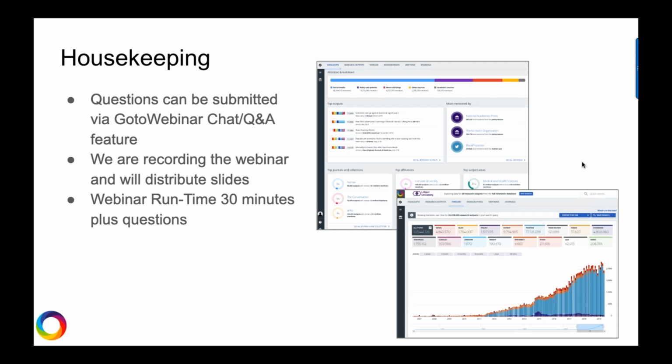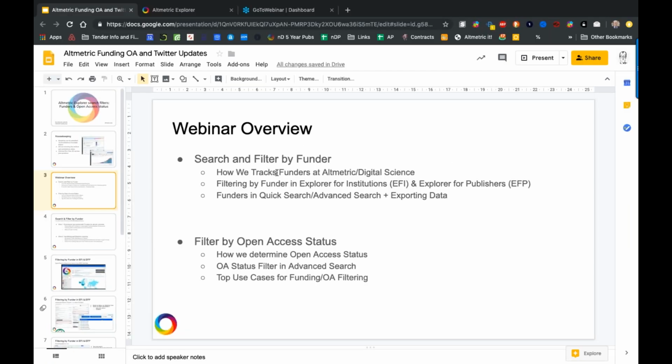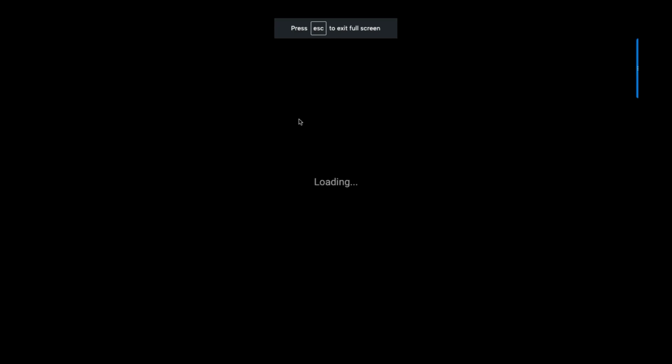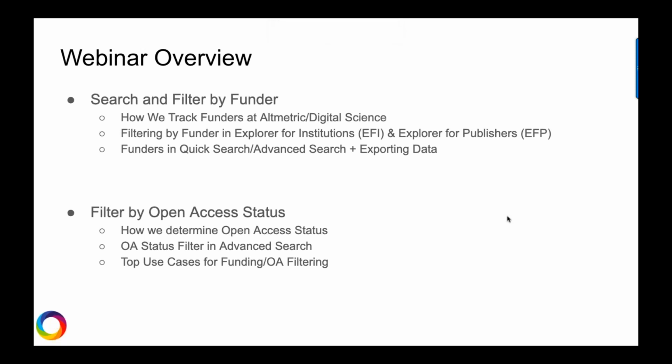Most of it will be explaining how Altmetric has managed to include filters for both open access items as well as the funding of those items. That's what I'll mostly be focusing on. The overview is that we'll take the filtering by funders first: how we track funders at Altmetric and Digital Science, and where we get that data from. It's the number one question whenever we bring up the fact that we preside over a large set of information about what people are funding.